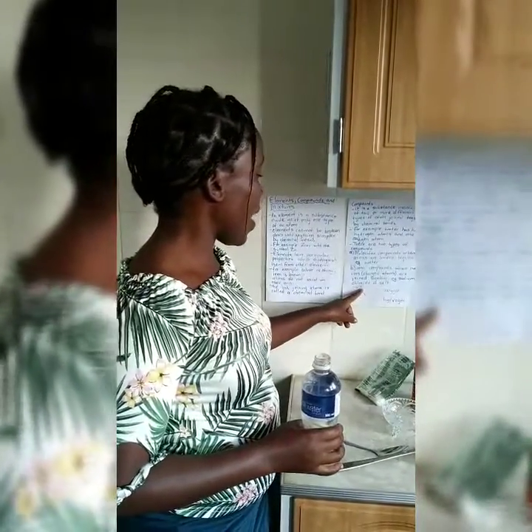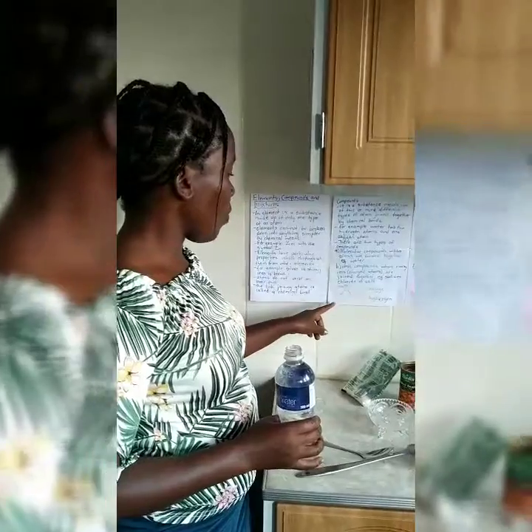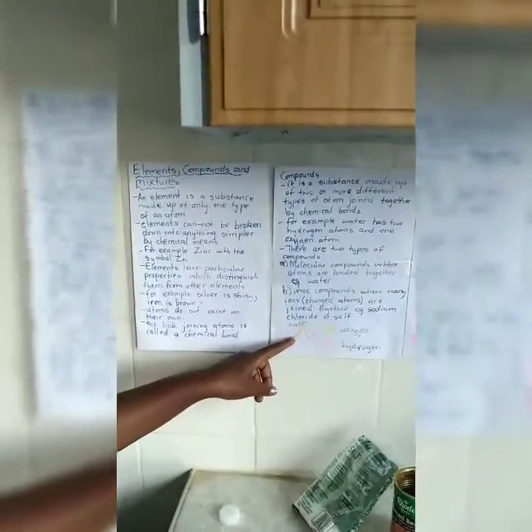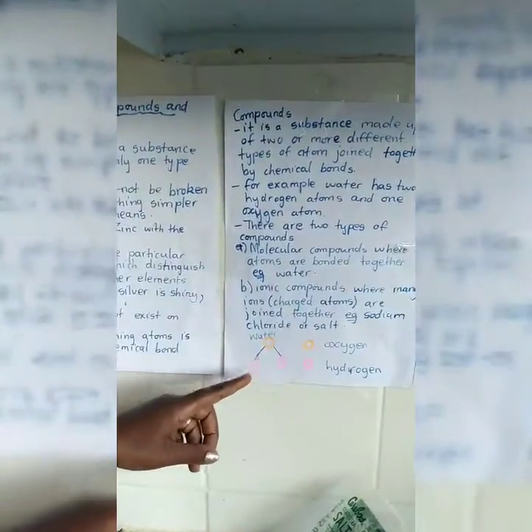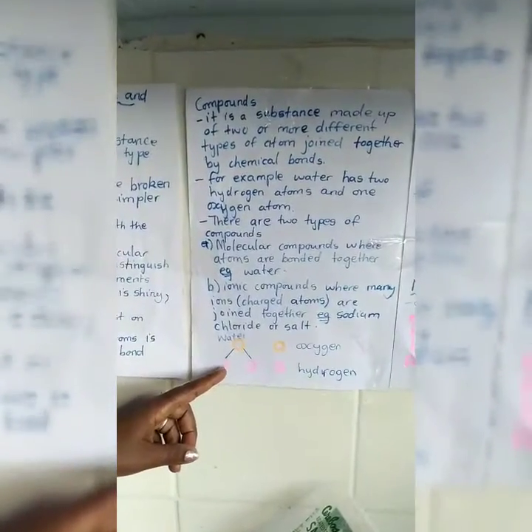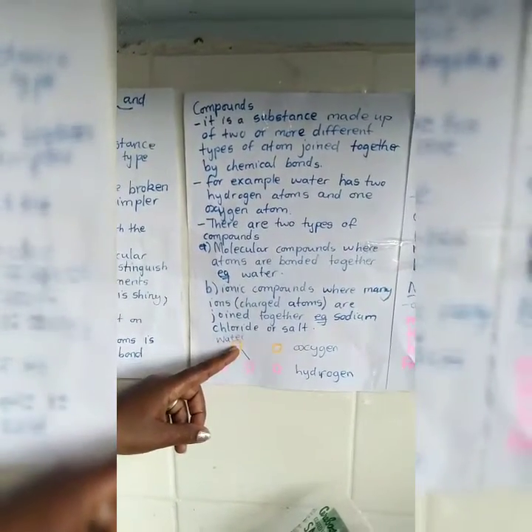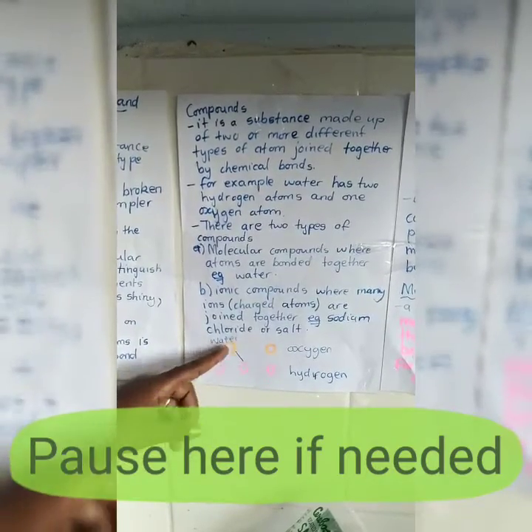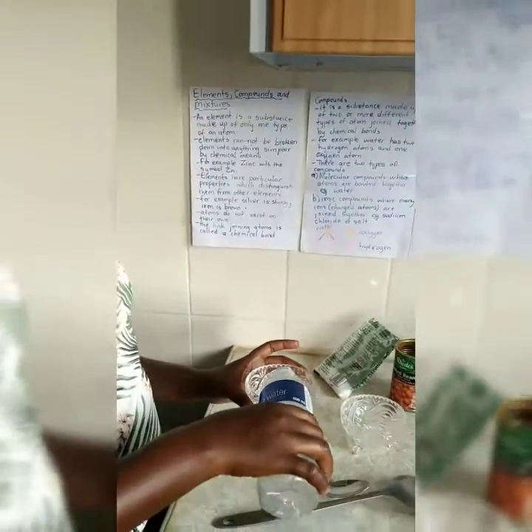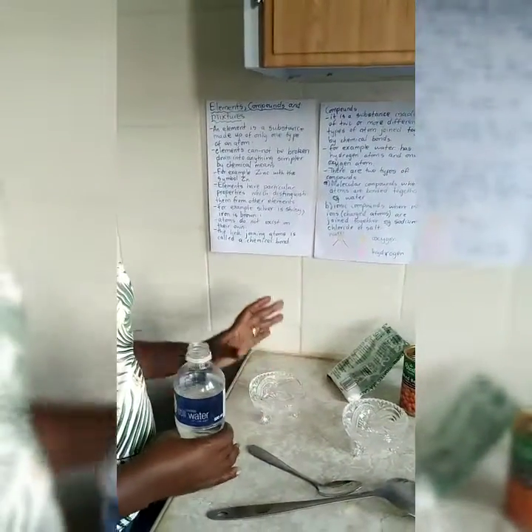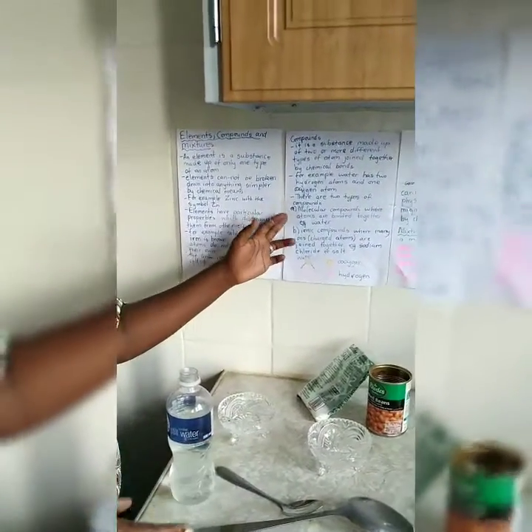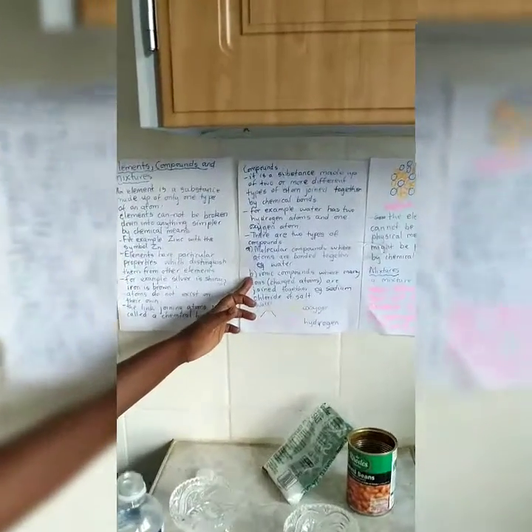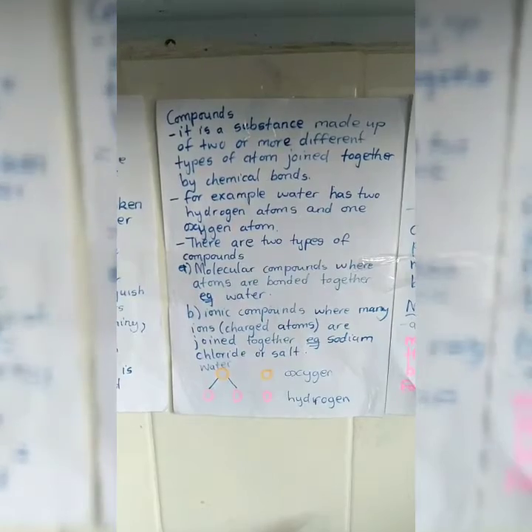You can see on this diagram there is an oxygen atom, and this line represents a chemical bond which bonds it to the hydrogen atom. There is one oxygen atom bonded to two hydrogen atoms to form a water molecule. This is a compound. Water is a compound. There are two types of compounds. We have molecular compounds and ionic compounds. Water is an example of a molecular compound.